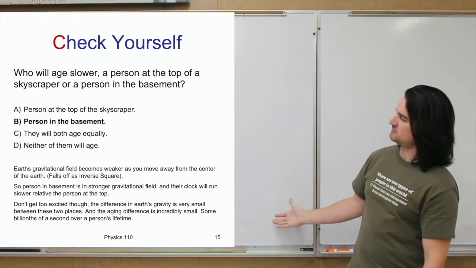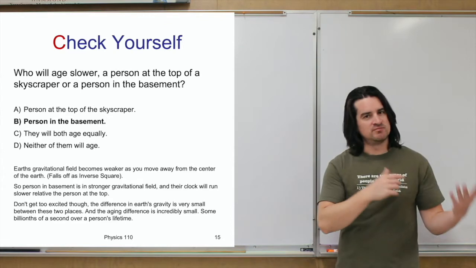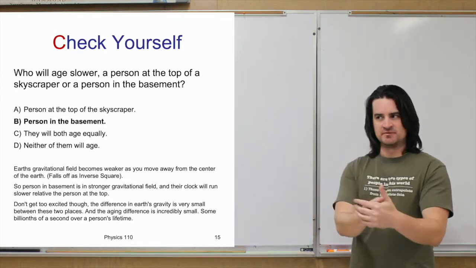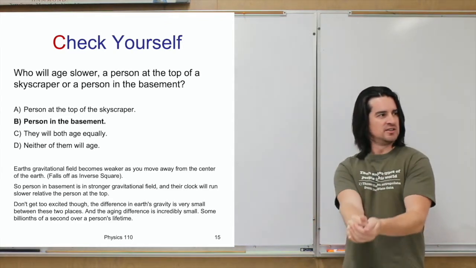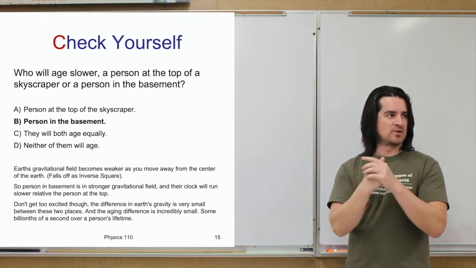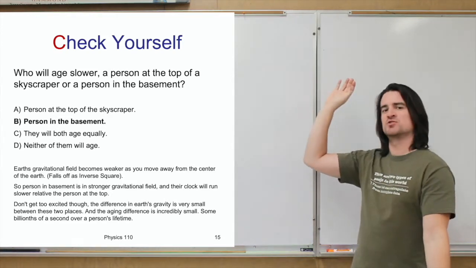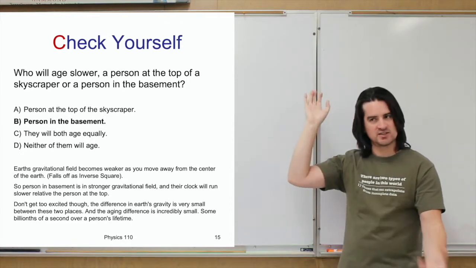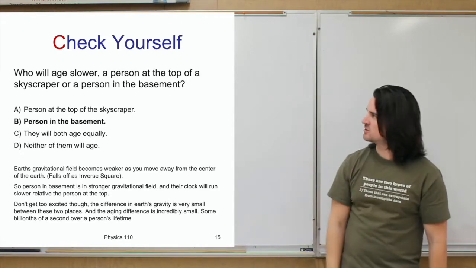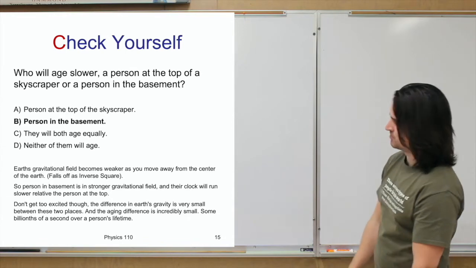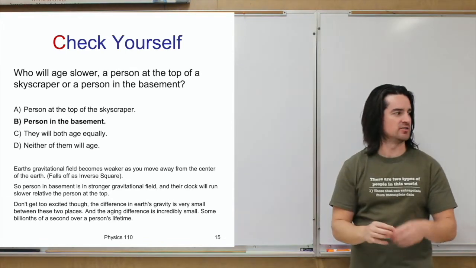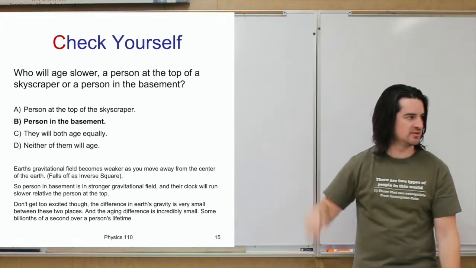But that would be different if you said a person who's going to live very, very close to the sun, or a star that's much more massive than the sun, versus somebody living far out in space where there's no real gravitational force. In that case, the difference would be much more pronounced. It just depends on how big a difference you are talking about between a very strong gravitational field and a very weak gravitational field.